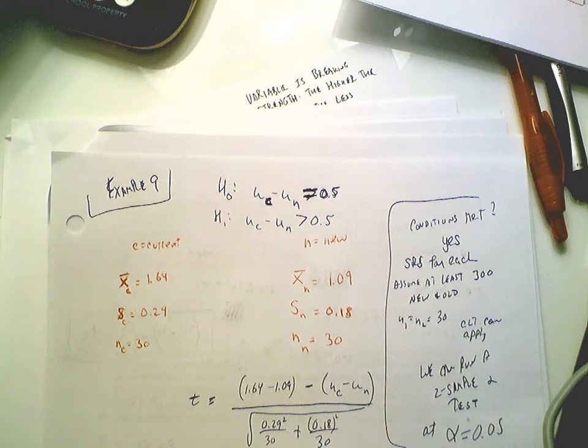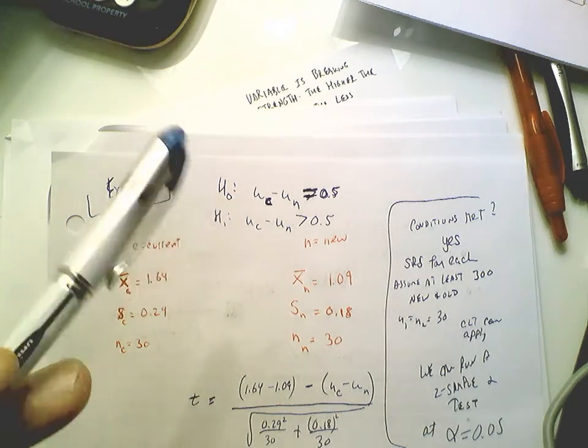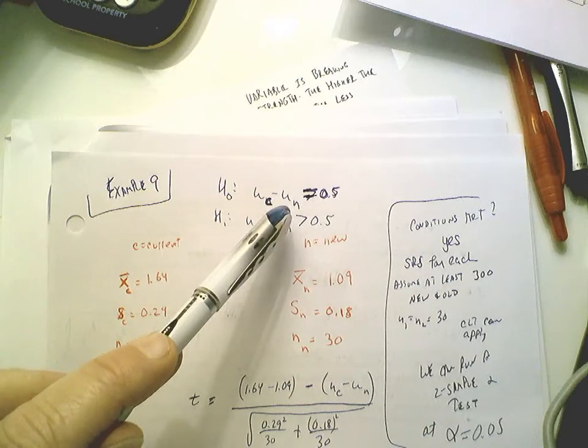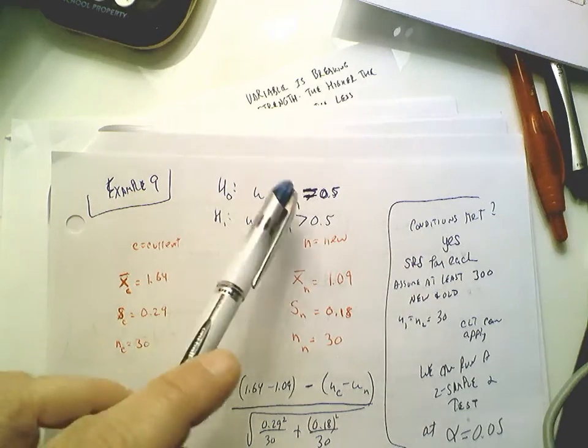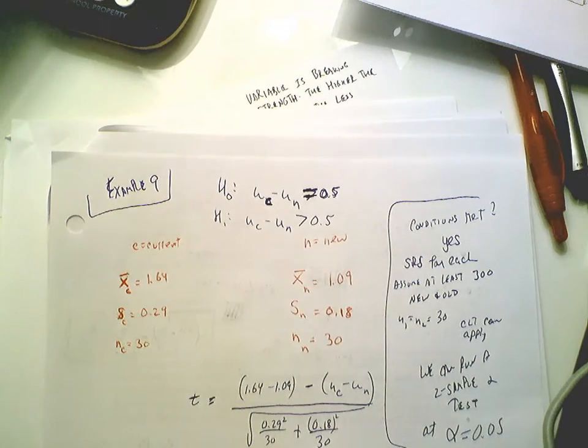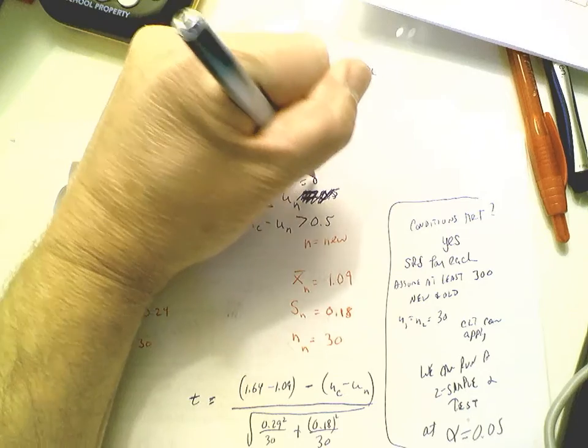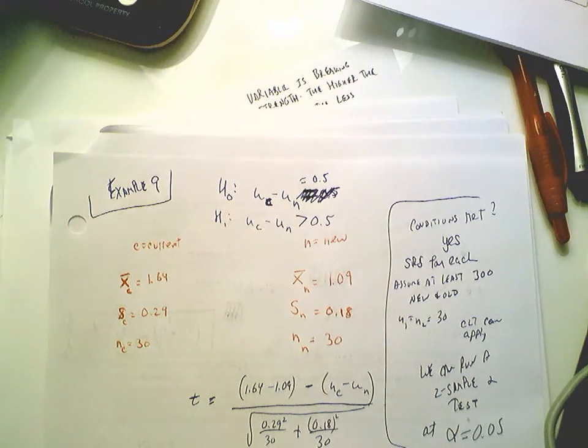So what's that saying? Well, our hypothesis is the average amount used by the current model minus the average amount used by the new model, we'll say is equal to 0.5. Sorry if that looks like a not equal to sign. Let me just clear that for absolute perfect clarity. We're going to say, all right, well, that's kind of the status quo.